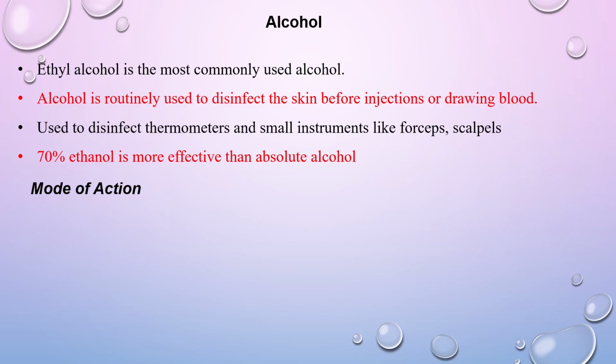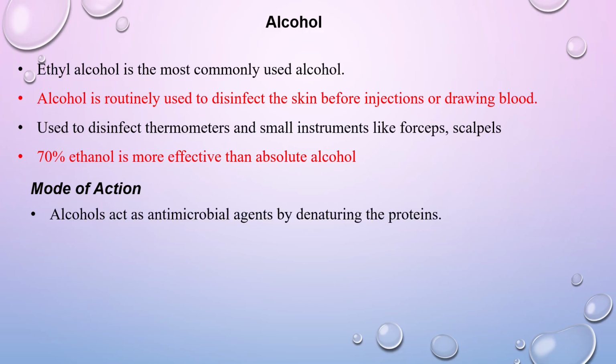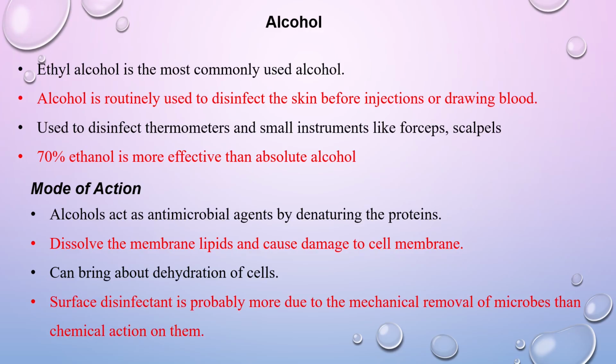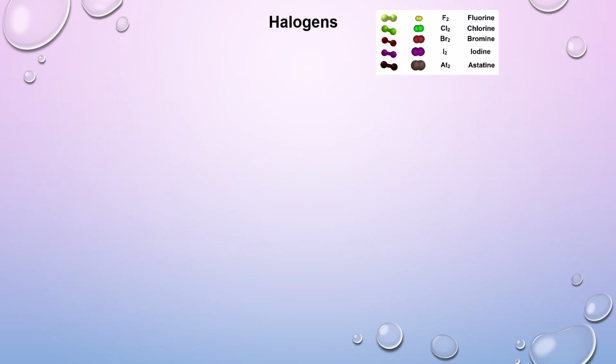The mode of action of the alcohols is that alcohols act as antimicrobial agents by denaturing the proteins. They are solvents for lipids and hence also dissolve the membrane lipids and cause damage to the cell membrane. Alcohols are dehydrating agents and can bring about dehydration of the cells. The use of alcohol as a surface disinfectant is probably more due to the mechanical removal of microbes than the chemical action on them. The next chemical agent is halogens.